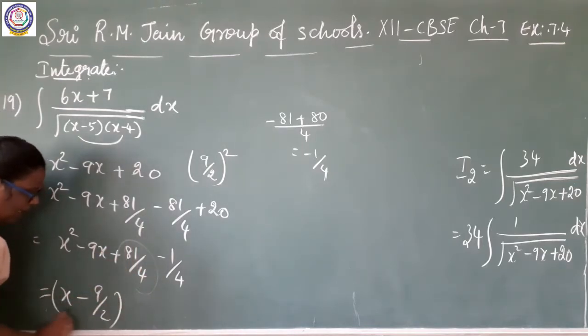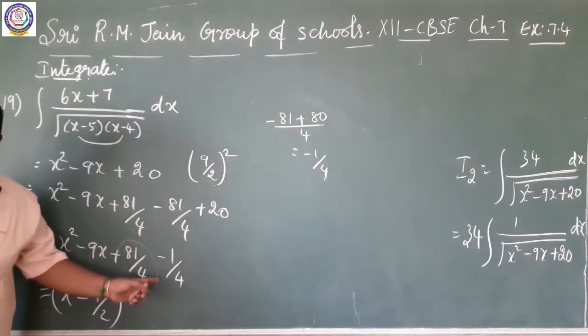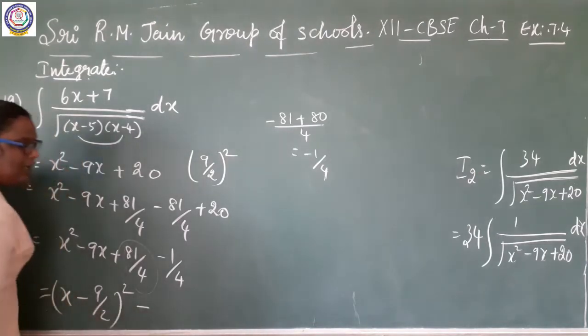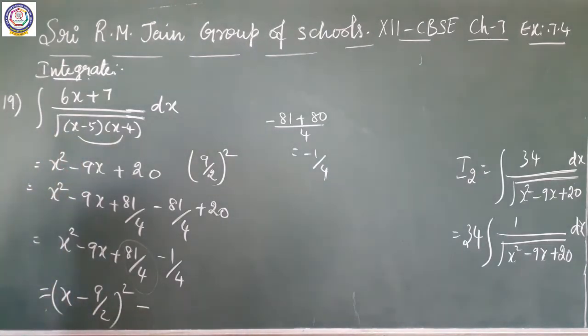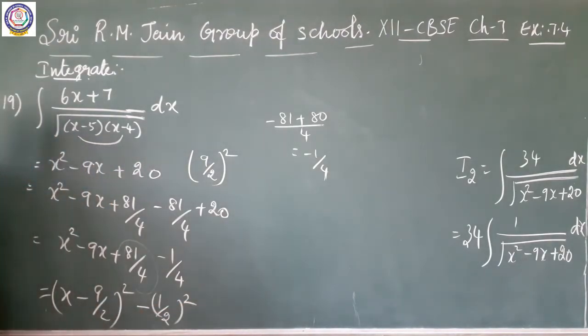9 by 2 the whole square. This means the formula for a minus b the whole square, a square minus 2ab plus b square. So x, if it is minus, you can put minus. What is the square root of this value, 81 by 4? It is nothing but 9 by 2 minus 1 by 4. You can make it a square form, 1 by 2 the whole square.